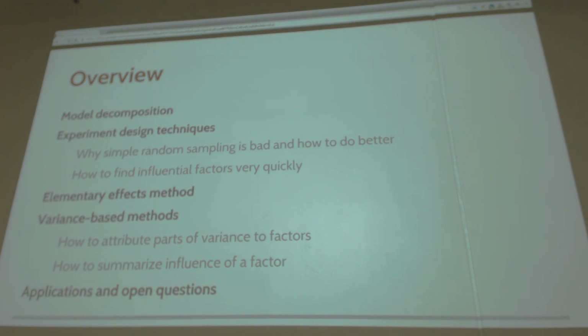Then the main part of the talk is variance-based methods. We're concerned with taking the variance of the output, basically looking at how much the output varies with respect to its mean value, and trying to decompose that variance into parts attributable to different factors. So, for example, we can say that factor A explains 30% of variance, and factor B explains 10% of variance, and the interaction of factors B and C explains another 50. And we'll also talk about how to summarize the influence of a factor in the output variance.